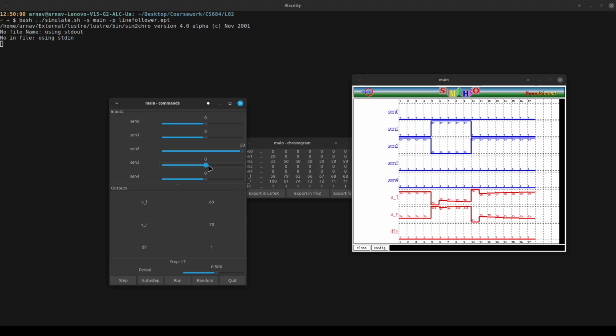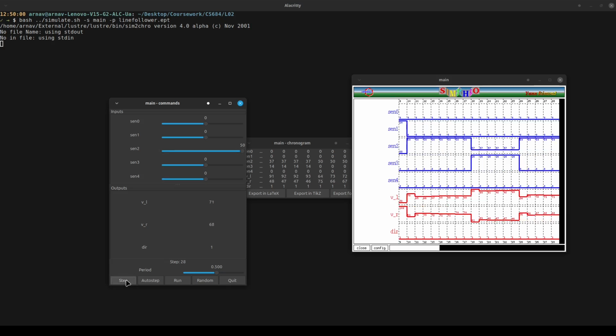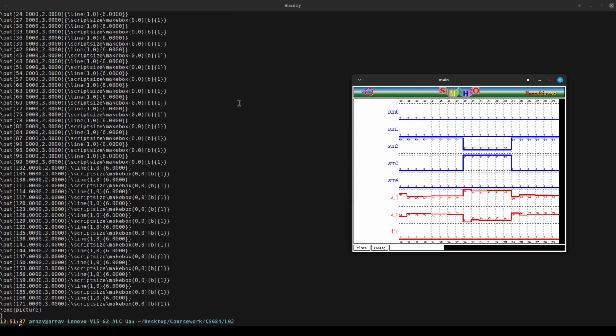So in a similar manner, if the line now veers a bit towards the right, then we see that the left motor value is now greater and the right motor value is lesser, and this continues until the line is again aligned under the robot. And now we see that the robot is again aligned under the line. So the first case was of a wobbly line.